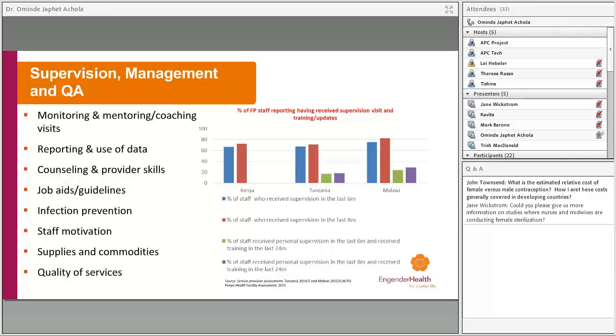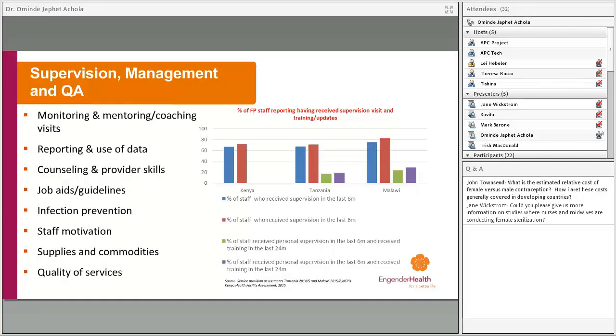Again, here is an important aspect of programming. To ensure that you provide the coaching and mentoring required, ensure reports for complications are being used to improve quality of services. The counseling is of quality. Job aids are available and other tools to offer services. Infection prevention practices are there, and commodities are there to ensure a wide range of methods are being offered.